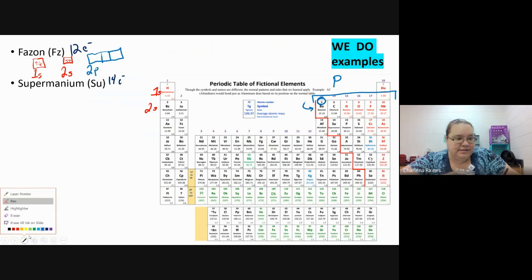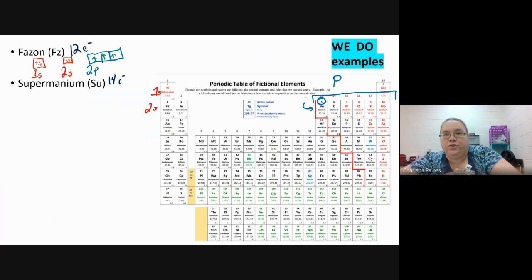There are 6 electrons in there. First 3 go up. Next 3 go down. All righty. We have now done 10 electrons.